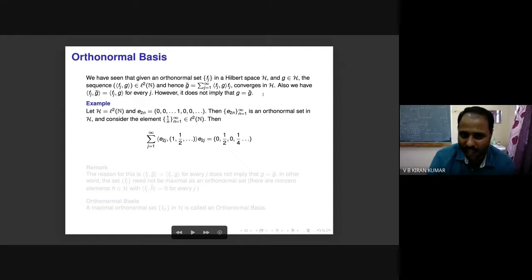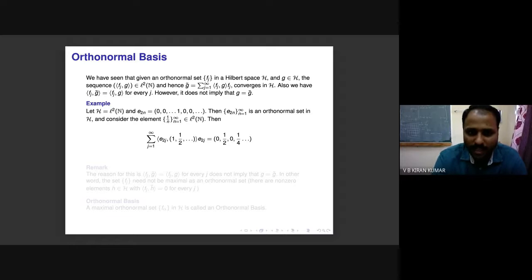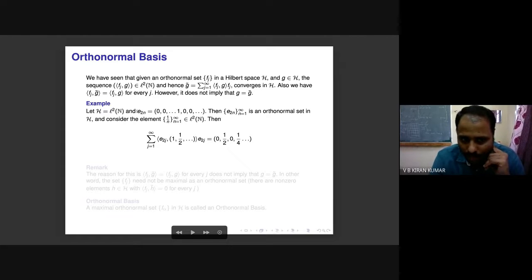I can show you by an example. For example, consider the Hilbert space L2n and consider E2n. What is E2n? We are not taking the whole standard orthonormal set. Instead, we take only the even terms, for example, e2, e4, etc. Did you get me? What I mean by this E2n?